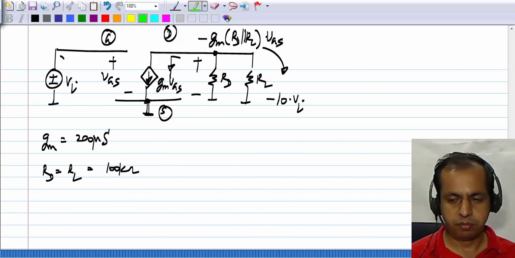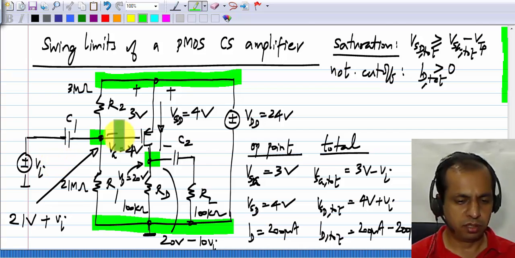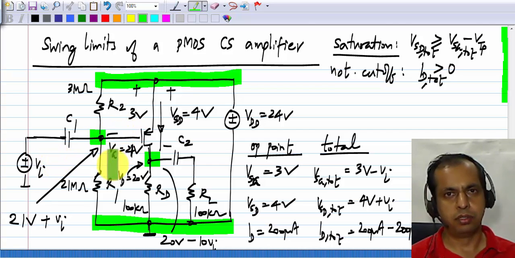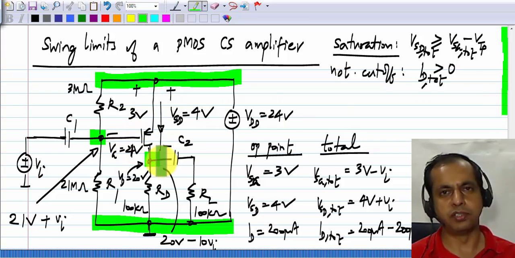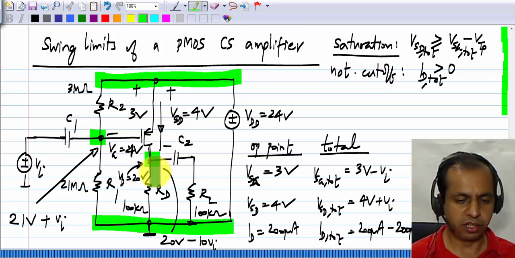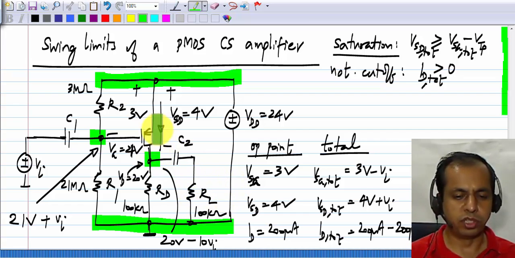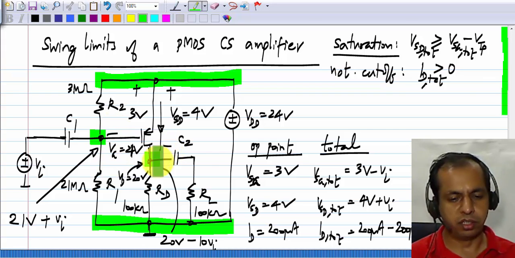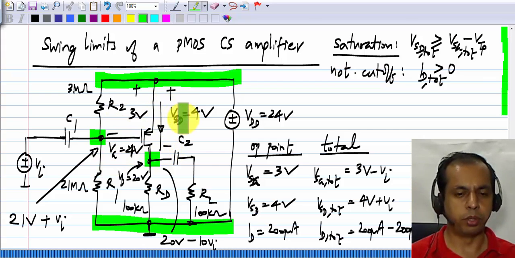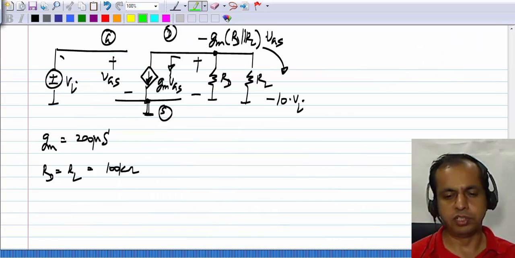Why does this happen? Here, as Vi becomes smaller, the gate voltage becomes smaller. If the gate voltage becomes smaller, the source gate voltage becomes bigger and the current through the transistor increases. As the current through the transistor increases, the drain voltage increases because that current is going into the parallel combination of RD and RL. Okay. As the drain voltage increases, the gate voltage is falling, the drain voltage is going up, so it's going towards the triode region, and the triode region saturation boundary actually sets a negative limit for Vi. Okay. So that's the difference.